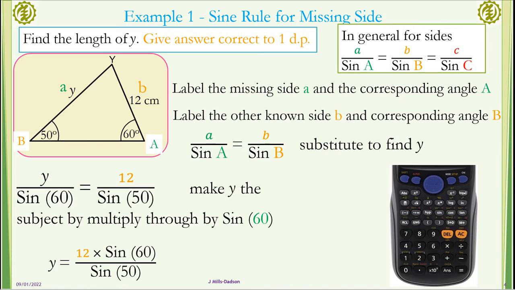Then here, you take the calculator. It's very important you know how to use the calculator properly. Use the fraction button first. Then you key in 12 times sine 60 at the numerator, close the bracket. Use the cursor, push it to the bottom, key in sine 50 at the bottom, close the bracket, hit the equal sign. And if you've done it correctly, the screen of your calculator should look exactly the same as what you see here. And so the answer is 13.6 centimeters. So that's the answer for y. Another example.